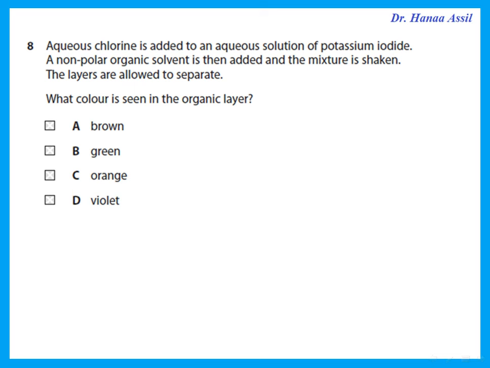Then he says aqueous chlorine is added to an aqueous solution of potassium iodide. A non-polar organic solvent is added. Now, when chlorine reacts with potassium iodide, of course, chlorine is more reactive than iodine, so it will displace it, so you'll be left with iodine in the mixture. Now, if we add an organic solvent, what is the color of iodine in an organic solvent? You should remember that iodine in an organic solvent is violet, or purple, if you want to say that.